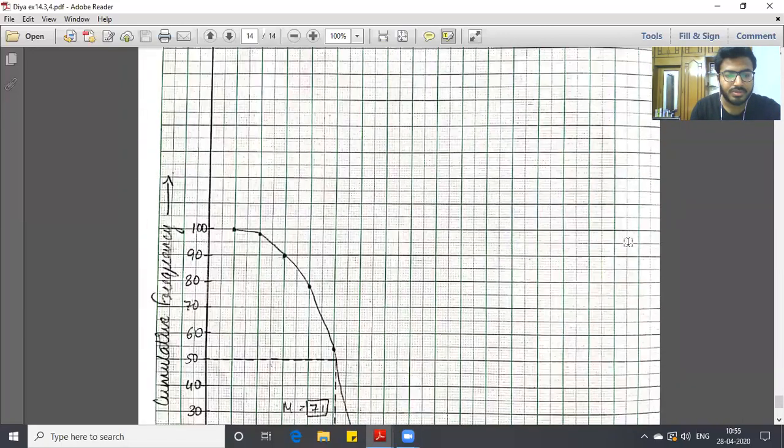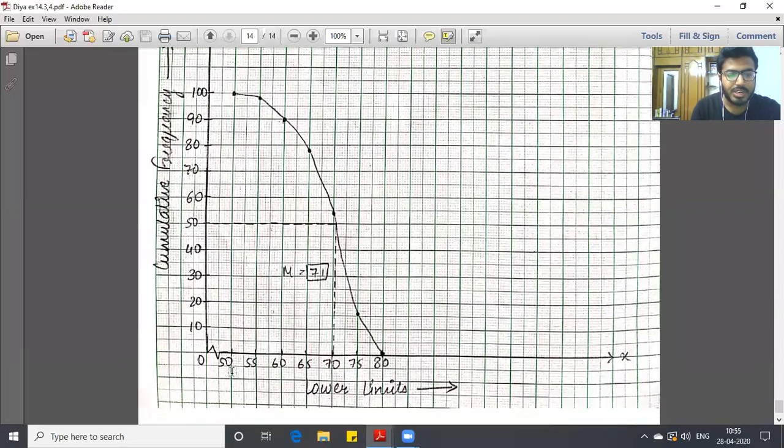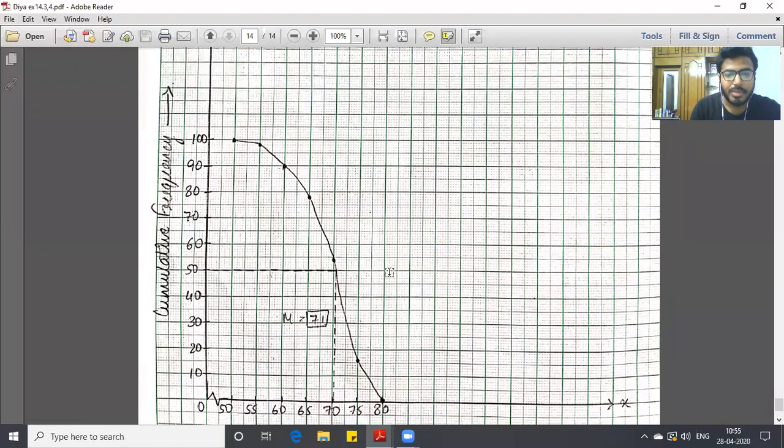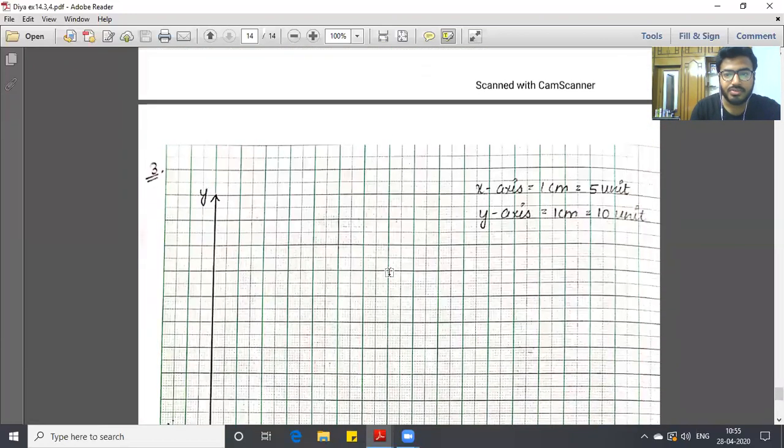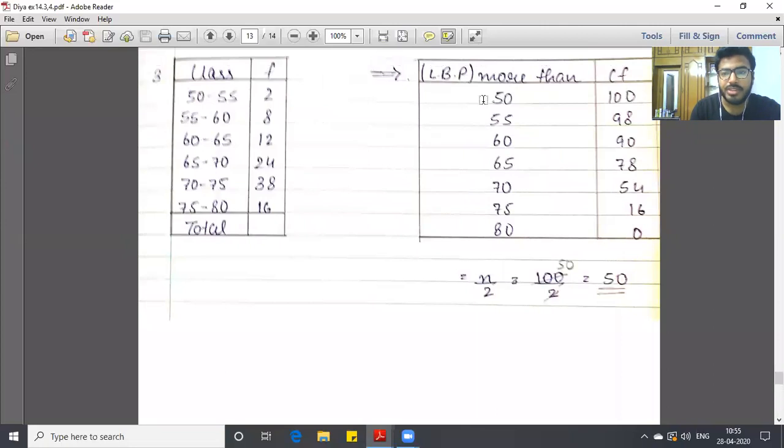Okay, just look. Here we are starting from 50, so 50 to 55. Here they are giving exact values. So 50, 55, 60, and till 80 it is going on the x axis. Cumulative frequency, here we started from 10, 10 to 100. Okay, now we are marking it. First 100. Okay, first one we are taking 50 or 100.